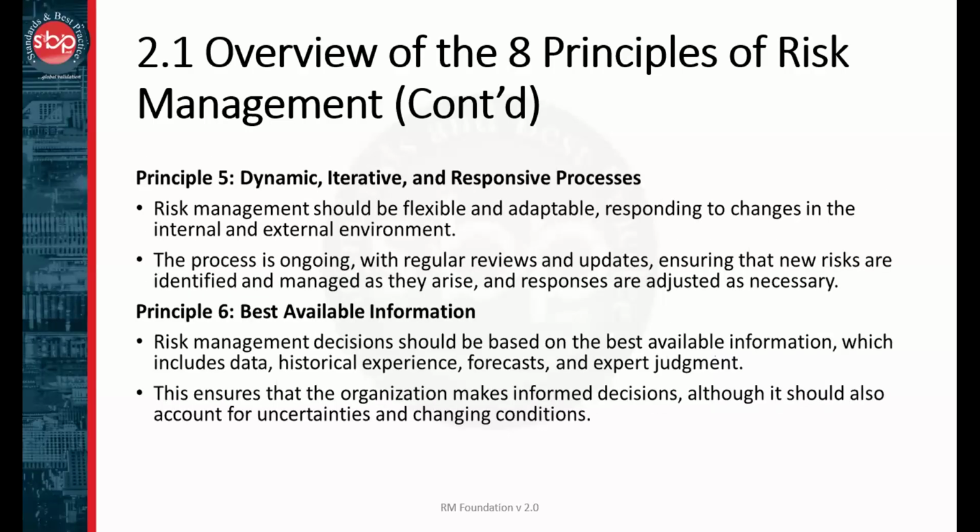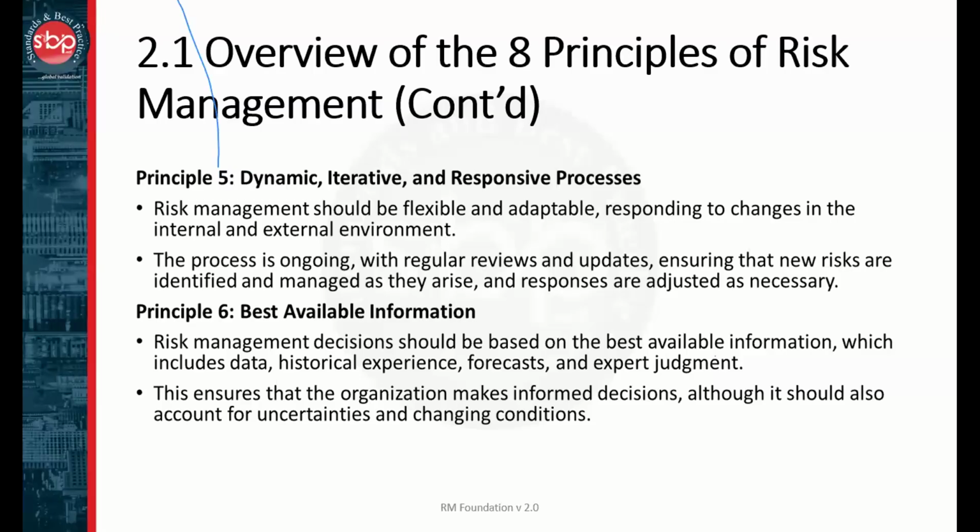Okay. Then we have principle 5, which is dynamic, iterative, and responsive process. This means that your risk management should be flexible. There could be changes at any point in time, so you should be able to make changes. For example, if there is a new directive, a regulatory change, or a technological change, there has to be a way to adapt. So you're supposed to be able to make changes to your risk process. It has to be flexible, right? Very important.